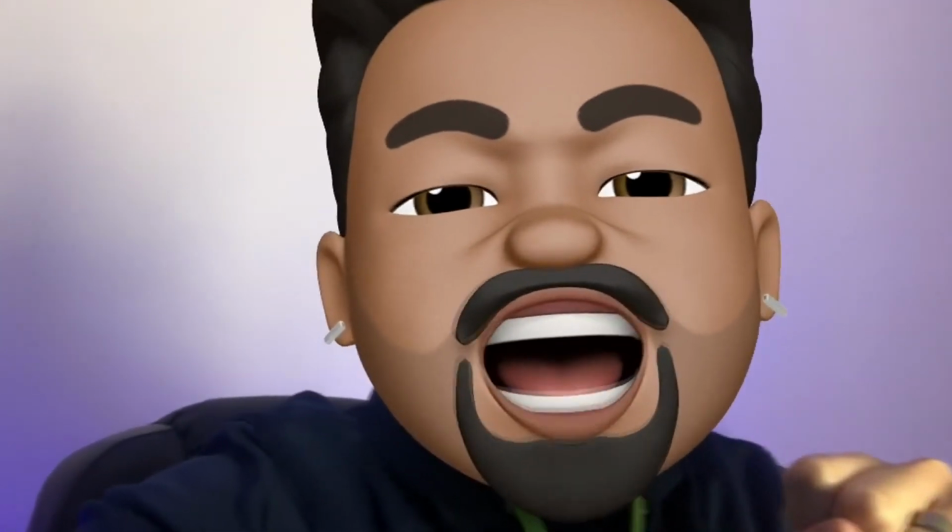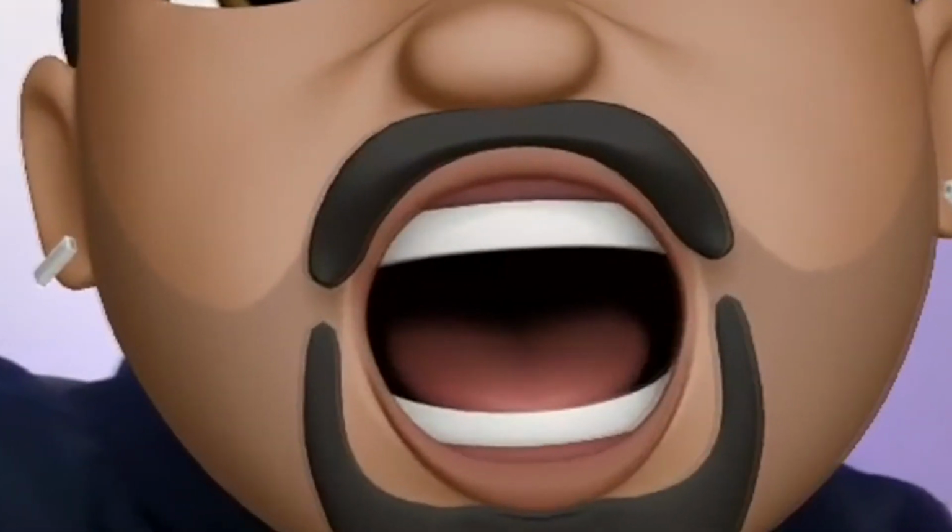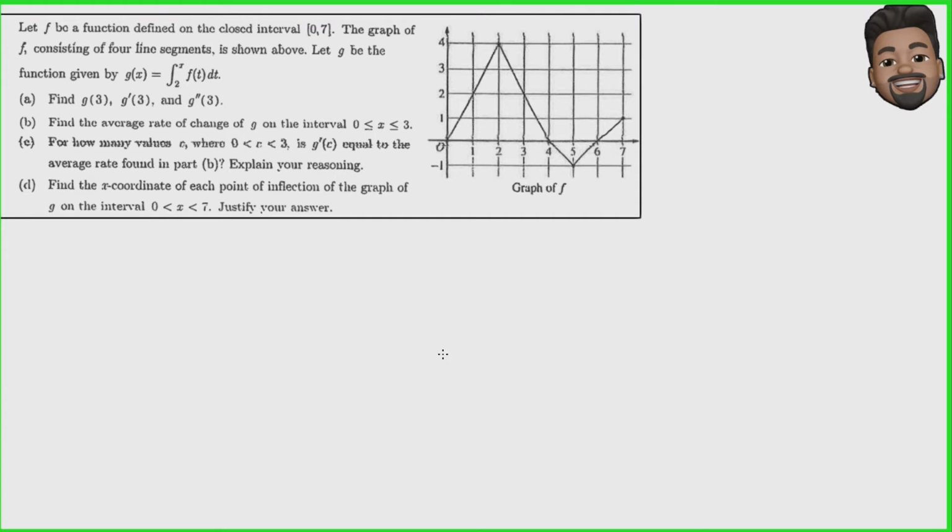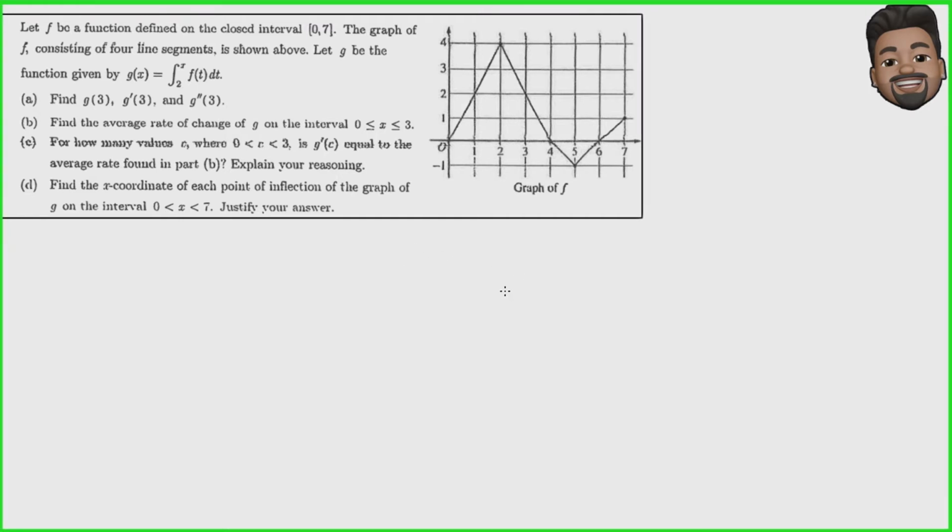Let's go ahead and get started. Let us get rolling with our 2003 Form B question, which was a very good one, and it has a lot of stuff in here that can be a little challenging. So let's get rolling.